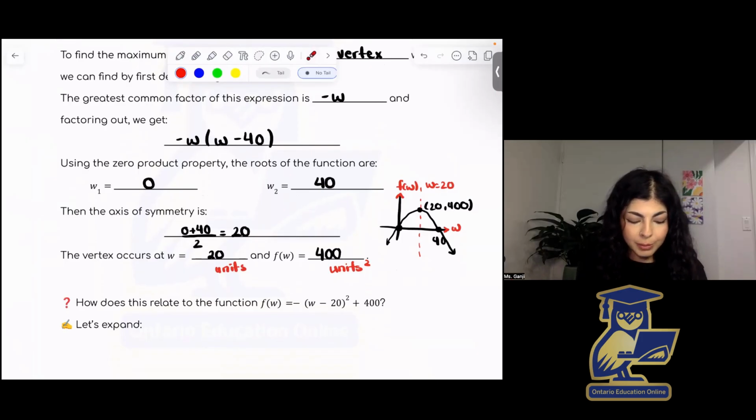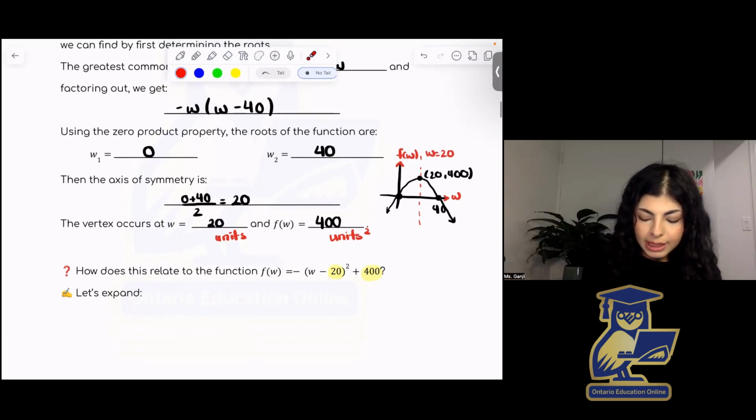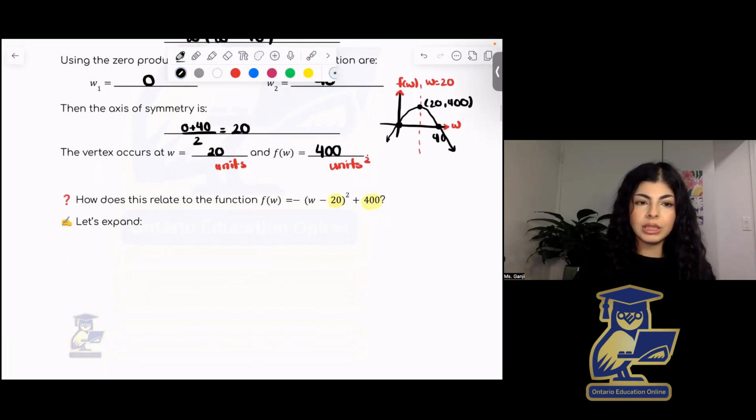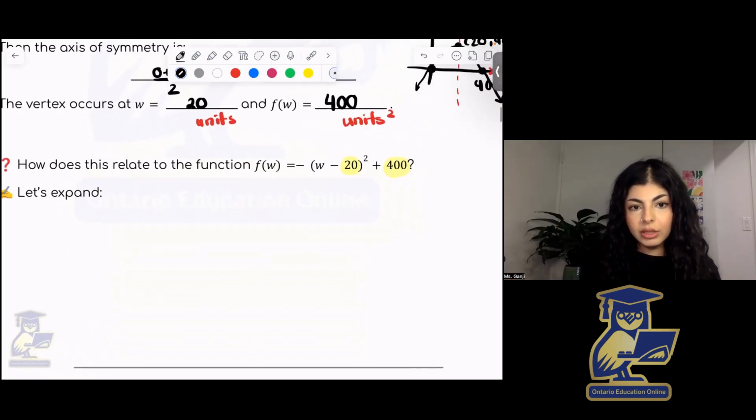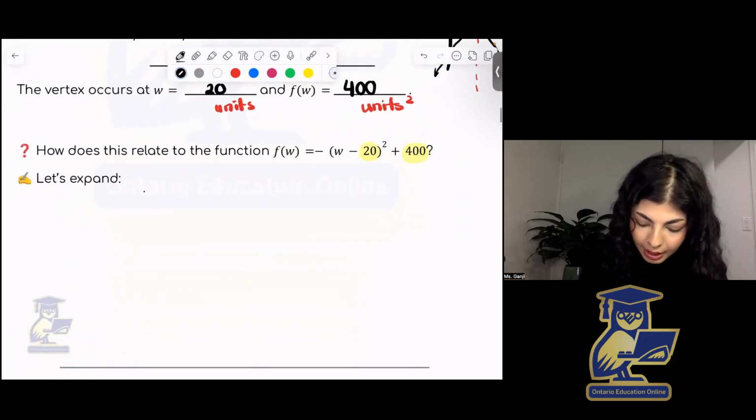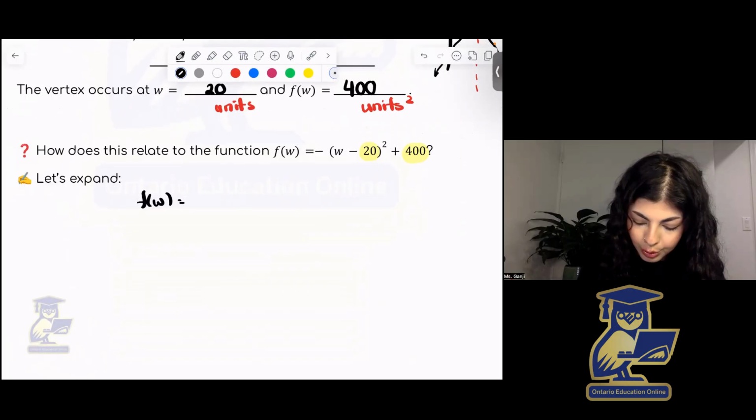Specifically, I'm going to point something out to you, and it'll be this value and this value here. And I hope you realize that this matches my 20 here and my 400 there. So it's essentially the vertex of the function we just were working with. To see a little bit more of the relation, if you still are not able to see it, let's try expanding. Definitely try this on your own and I'll show you.